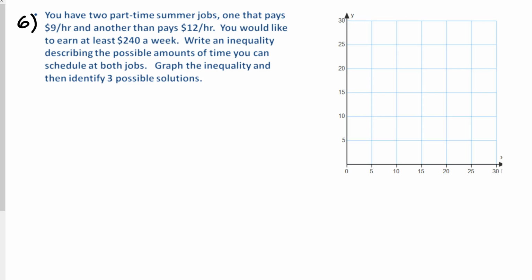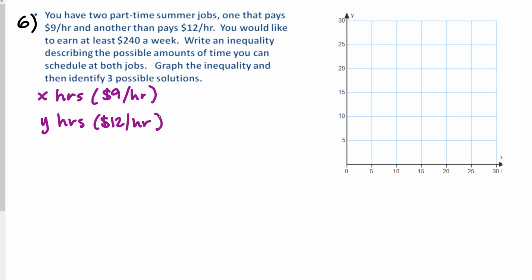Okay, I think this is the last one. We're going to do a word problem. You have 2 part-time summer jobs, one that pays $9 an hour and another that pays $12 an hour. You would like to earn at least $240 a week. Write an inequality describing the possible amounts of time you can schedule at both jobs. Graph the inequality and then identify 3 possible solutions. So let's say that you work X hours at the $9 an hour job, and let's say you work Y hours at the $12 an hour job.